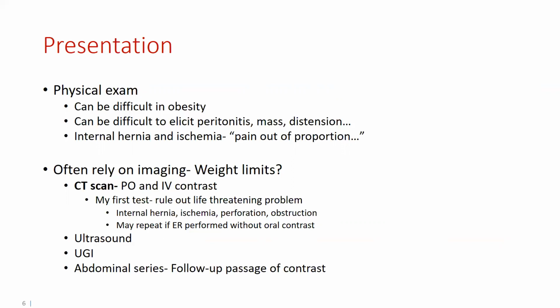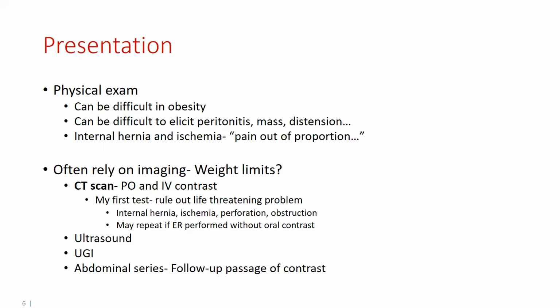Far and away, I think the best test to rule out most surgical emergencies or life-threatening problems is a CT scan. It'll help you see the internal hernias, the ischemia, the perforation, the obstructions. It's very common these days to see a CT scan without oral contrast. I found those particularly unhelpful, and we'll almost often repeat that CT scan with PO contrast if they haven't performed that as well. Ultrasounds are not uncommon.